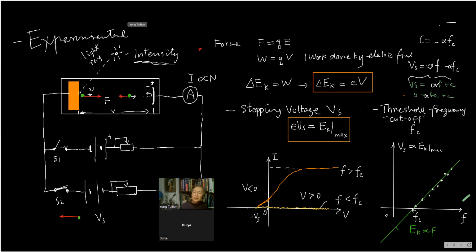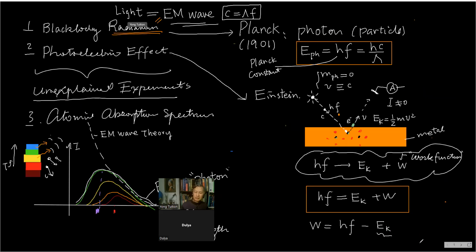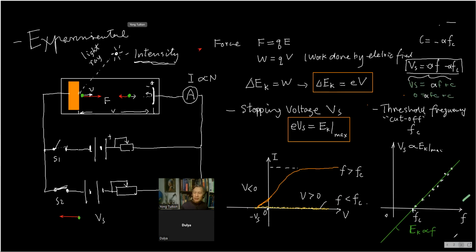So this is the experimental formula. Now let's compare with Einstein's theory. What does Einstein's theory say? Do you remember? Go back. This is Einstein's theory. Can we rearrange this formula? Let's go to the next part.